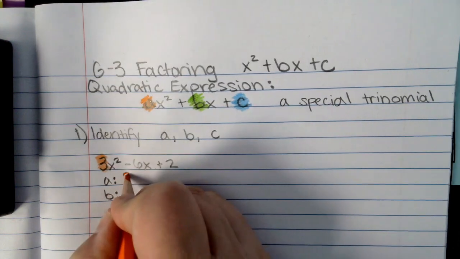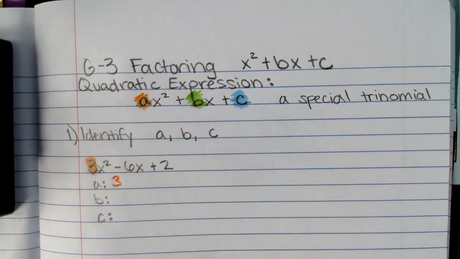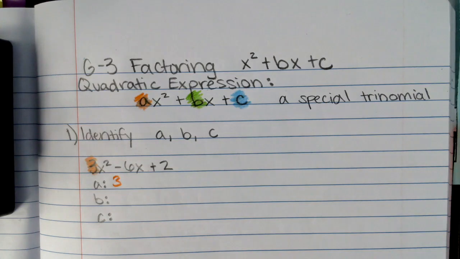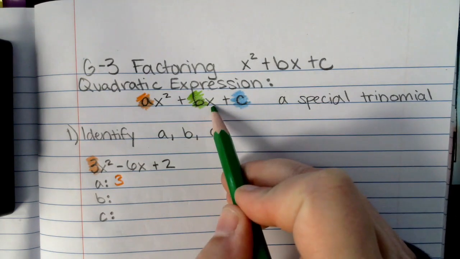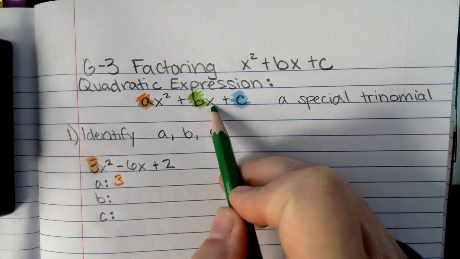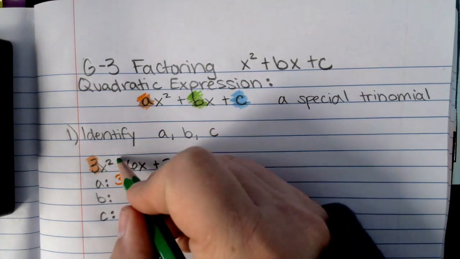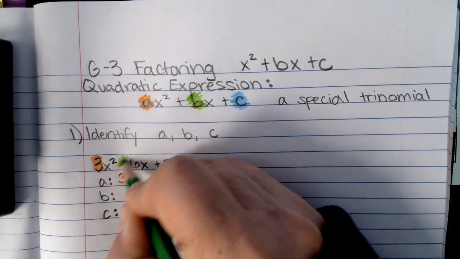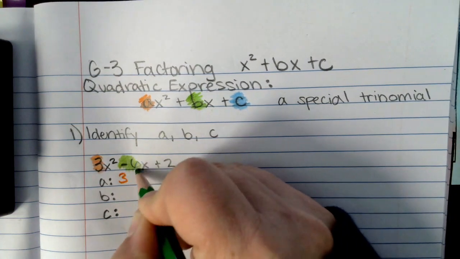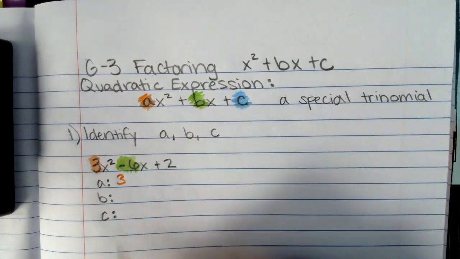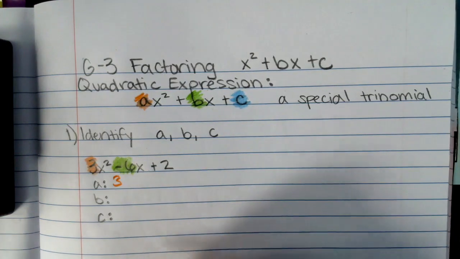You got it. My B goes with the x. What's my coefficient of the x? Good. How did you know it was going to be a negative 6? Because of that minus. That minus turns into a negative. So B is negative 6.